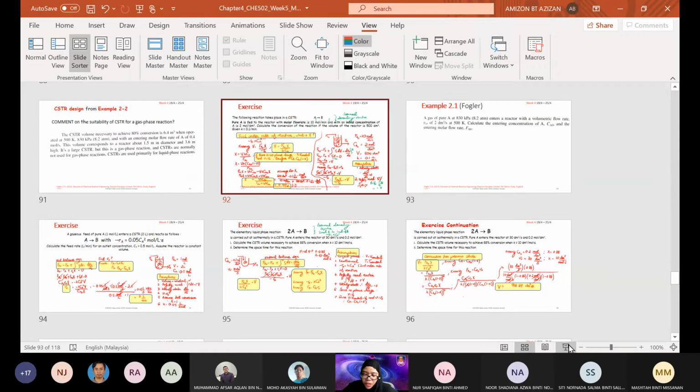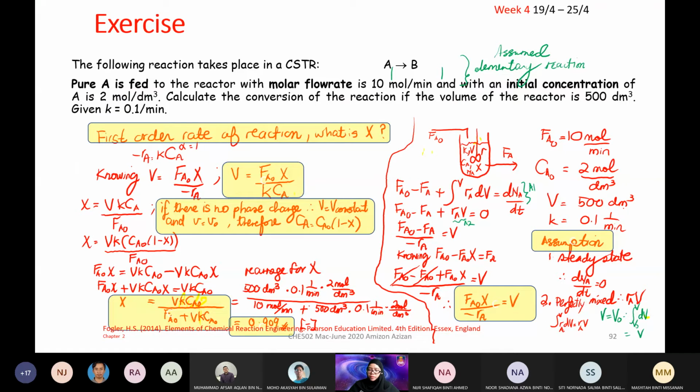Okay, let me choose this example. This is again another example for CSTR. You don't use the Levenspiel plot, but you can solve for the volume knowing the specific volume, knowing the decay, knowing the molar flow rate, knowing the initial concentration. So you write all the information there.